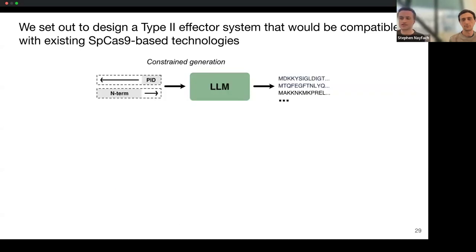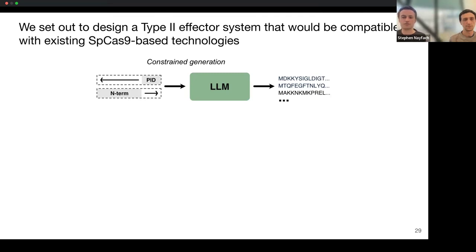To generate these proteins and satisfy these criteria, we came up with a constrained generation strategy that I'll go through now. So first, we decided to generate the full-length Cas9-like proteins in 2 parts. We either initialize generation with the PID domain, this is the PAM interacting domain of the protein, or all of the domains on the N-terminus of the protein, so just excluding the PID.